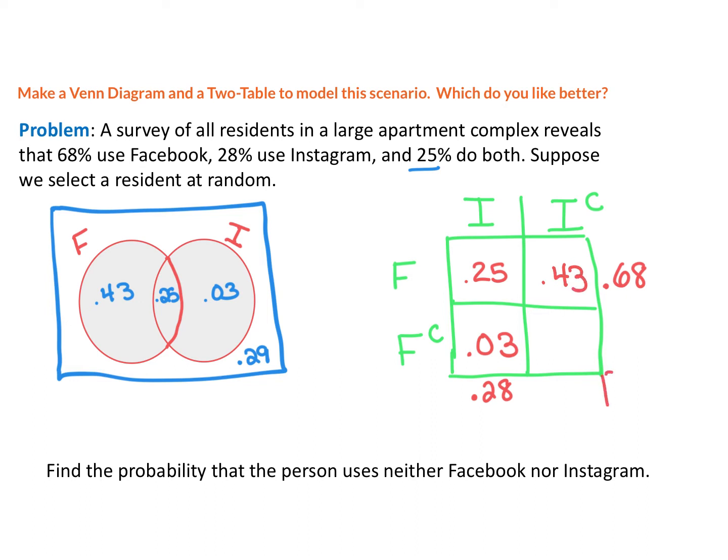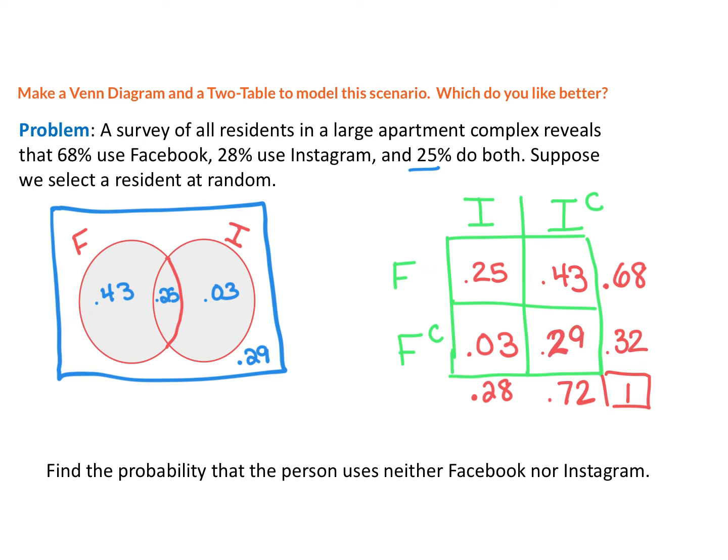I also know that my probabilities need to add to 1, so if I do 1 minus 0.28, I get 0.72 right here. Similarly, 1 minus 0.68, I get 0.32. And then there's a couple ways I can get this value. I could do 0.72 minus 0.43. I could do this 0.32 minus 0.03, whichever you like. But all of them are going to give me 0.29.